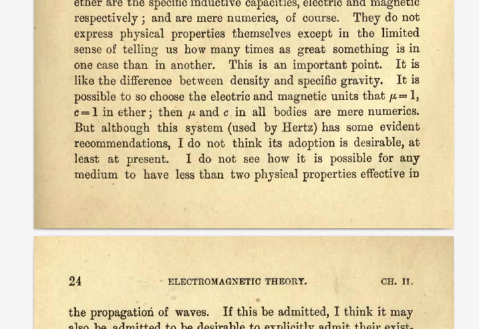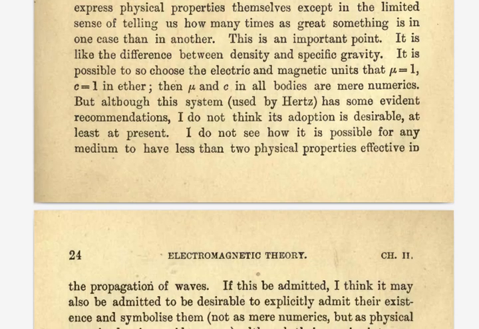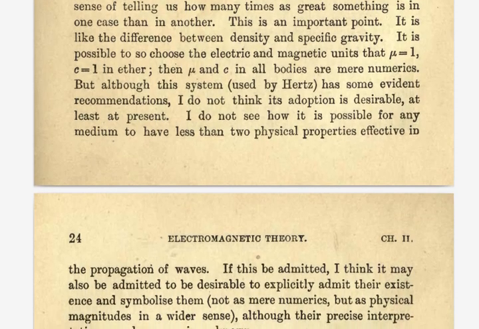It is possible to so choose the electric and magnetic units that mu equals 1 and c equals 1 in ether. Then mu and c in all bodies are mere numerics. But although this system used by Hertz has some evident recommendations, I do not think its adoption is desirable, at least at present. I do not see how it is possible for any medium to have less than two physical properties effective in the propagation of waves.